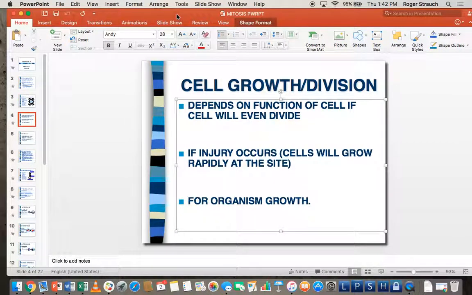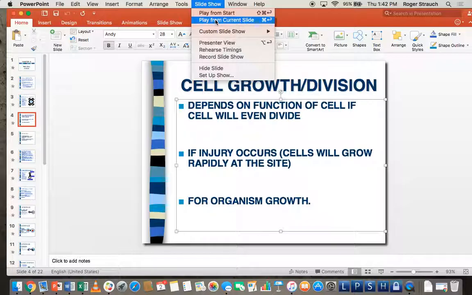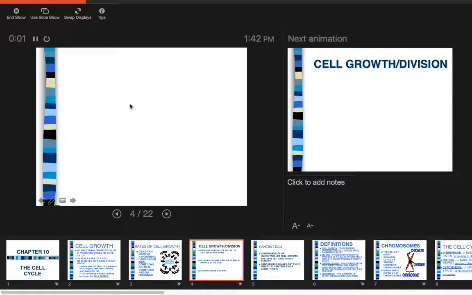All right. So, let's start looking at this and what this is all about. It's important to understand. So we've talked about DNA.